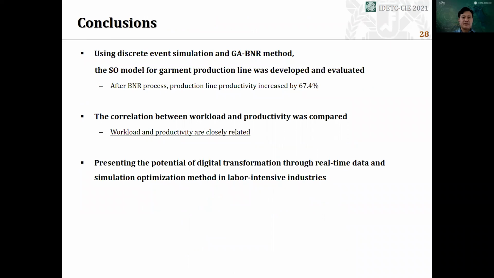So in this study, using discrete-event simulation and hybrid optimization method, the simulation optimization model for garment production line was developed. We confirmed that the productivity of the garment production line could be improved by 67.4% through the developed simulation optimization model. This attempt could also confirm the potential for digital transformation of garment production lines. And we hope that the result of this study will be useful in the labor-intensive garment industry.